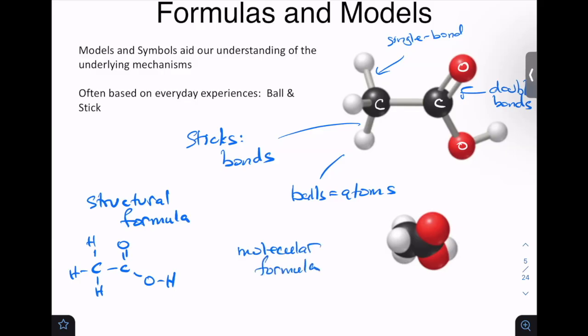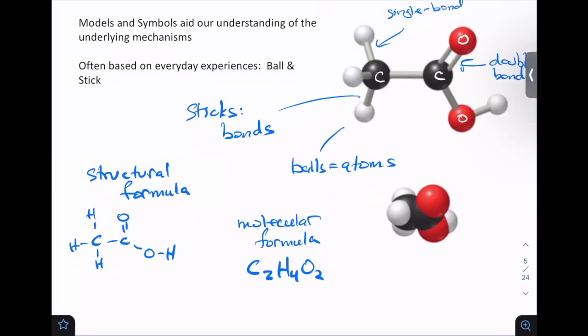In this case, the molecular formula, I might write that as C2H4O2. Or some of you who go on to organic chemistry might write it as CH3COOH. Right? Different ways to describe the same thing. Anyone know what this molecule is?